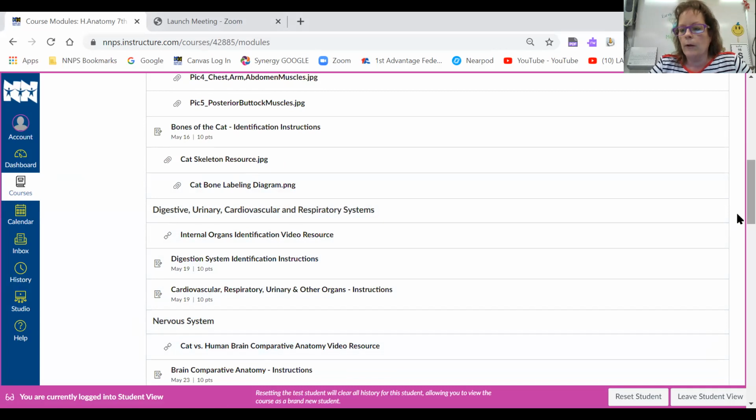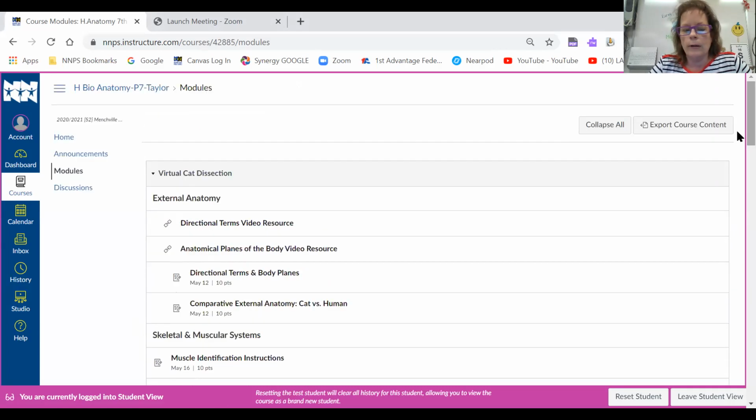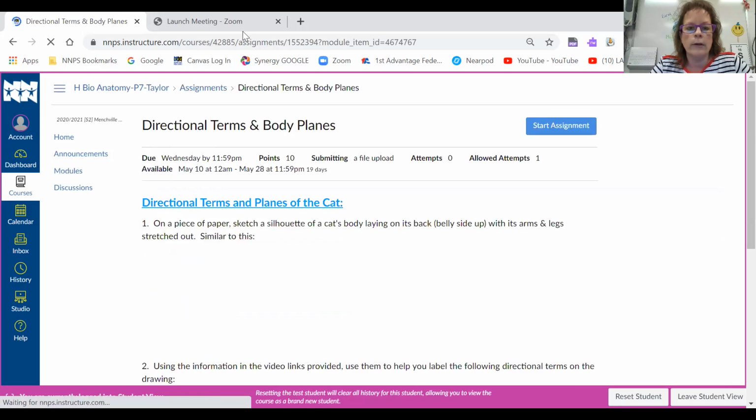system. So within each subheading, you're going to have some resources to use. Like here is a directional terms video resource. Here is an anatomical planes of the body video resource. And then you have two assignments here. One, I'll open this one. And a lot of these you're going to be sketching. It has to be sketched out, and you're going to take pictures and submit.